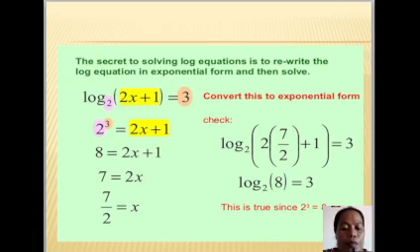And to check, we have the logarithm of 2 times 7 over 2 plus 1 to the base 2 is equal to 3. If we apply cancellation here, we cancel 2, so we have 7. So 7 plus 1 is 8. And the logarithm of 8 to the base 2 is equal to 3. And this is true since 2 cubed is equal to 8. Therefore, our x here is correct.